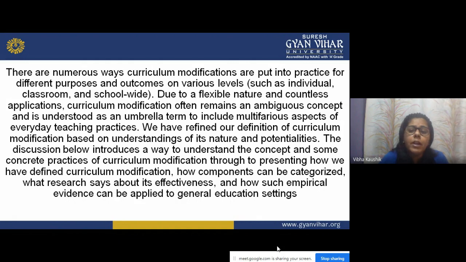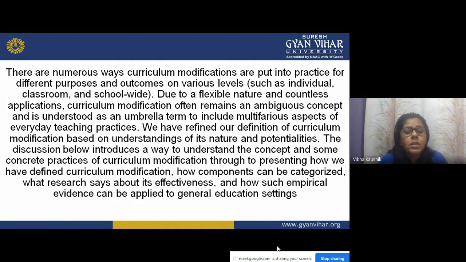We have refined our definition of curriculum modification, meaning the definition which was earlier given about the concept of curriculum modification has been refined in many ways based on understanding of its nature, we want to understand that concept, and potentialities, what are the different abilities or the potentialities of that particular curriculum modification.